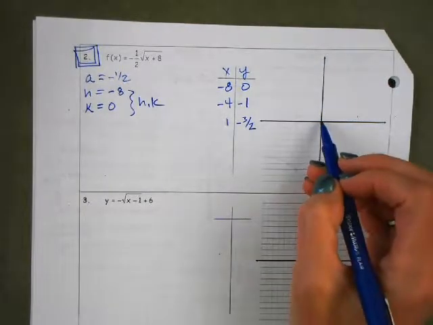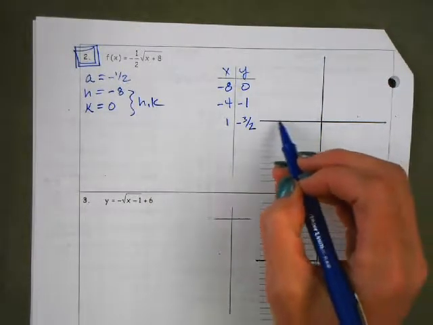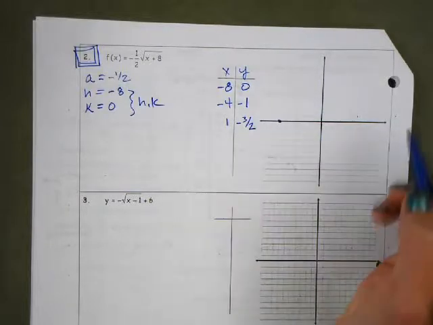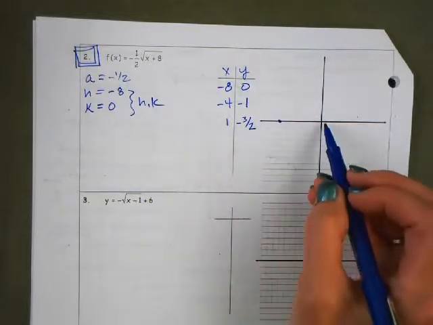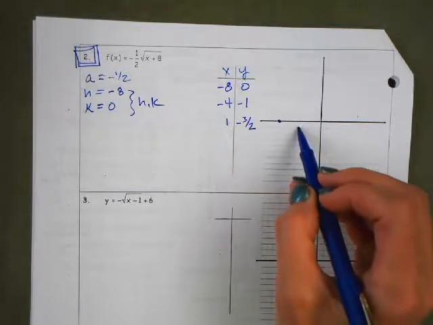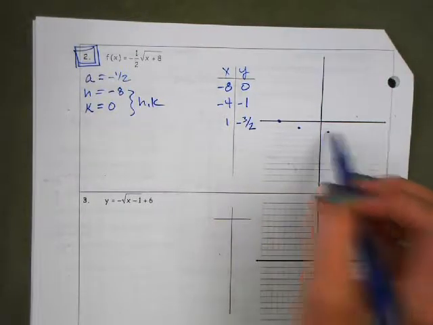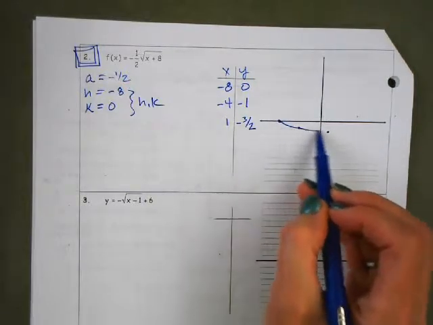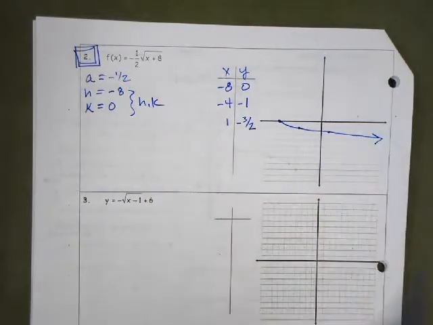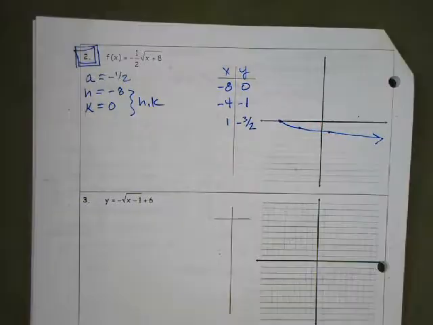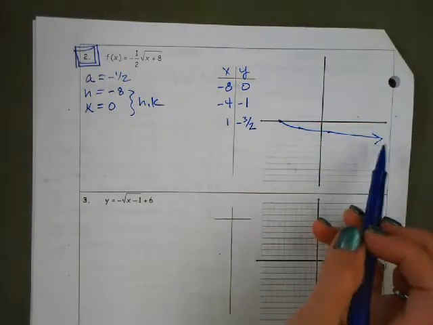So it's -8, 0, which is like 1, 2, 3, 4, 5, 6, 7, something right in here. And then I have -4, -1. So that goes like this. And then I have 1 and a -3/2, which is like this. So if you notice, many of you are like, oh, I can't do that, it's negative. Alright, so it can go negative.